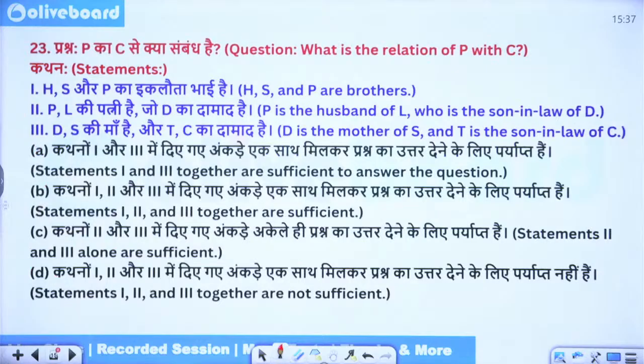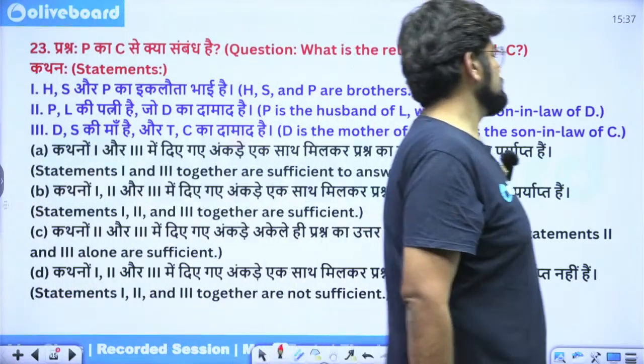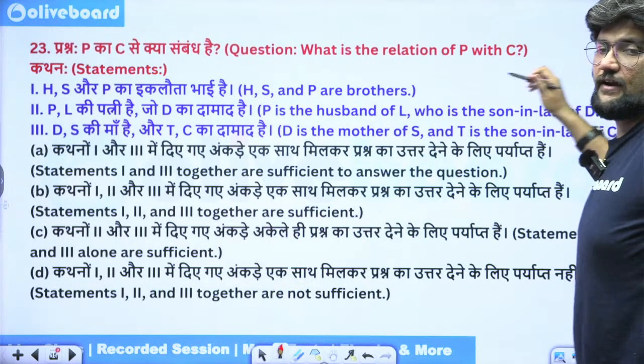Okay, next, blood relation based. See, a lot of these also you can figure out just by reading, but if you want you can start plotting in terms of simple trees. Don't go for complexities, don't go for extreme details, and please refrain from finding the final answers.